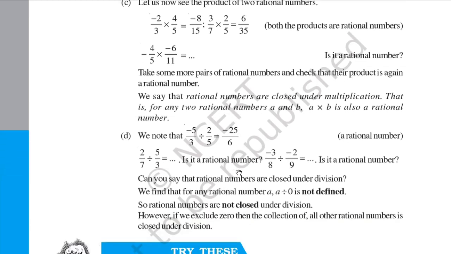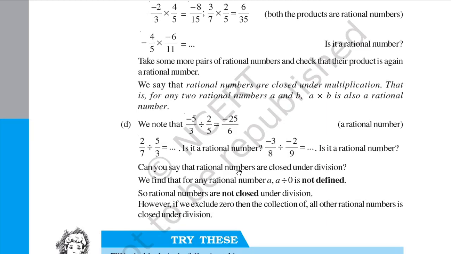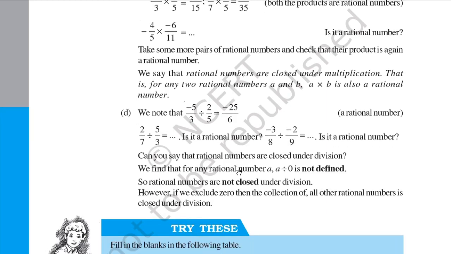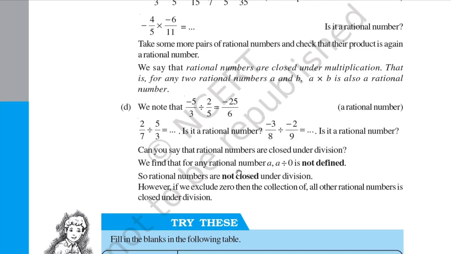So we note that minus 5 upon 3 divided by 2 upon 5 will give minus 25 upon 6. So it is also a rational number. 2 upon 7 divided by 5 upon 3 will give a rational number. So can you say that rational numbers are closed under division? We find that for any rational number a, a divided by 0 is not defined. So rational numbers are not closed under division.